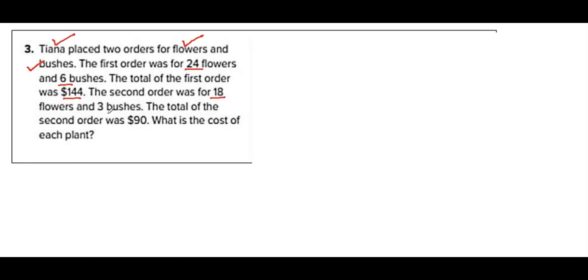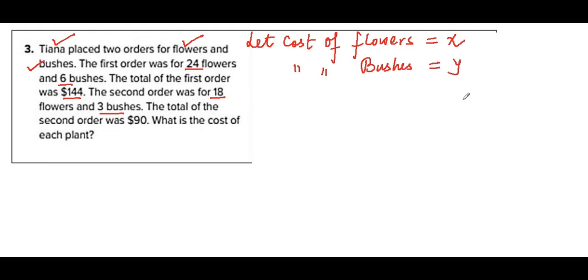Second order, 18 flowers, 3 bushes. So what is the cost of each? We just have to suppose, let the cost of flowers be x dollars, and the cost of bushes be y dollars. Right, so we can make the first equation. 24 flowers, flowers is x, so 24x, plus 6 bushes, is 6y, the cost is 144. This is the first equation.